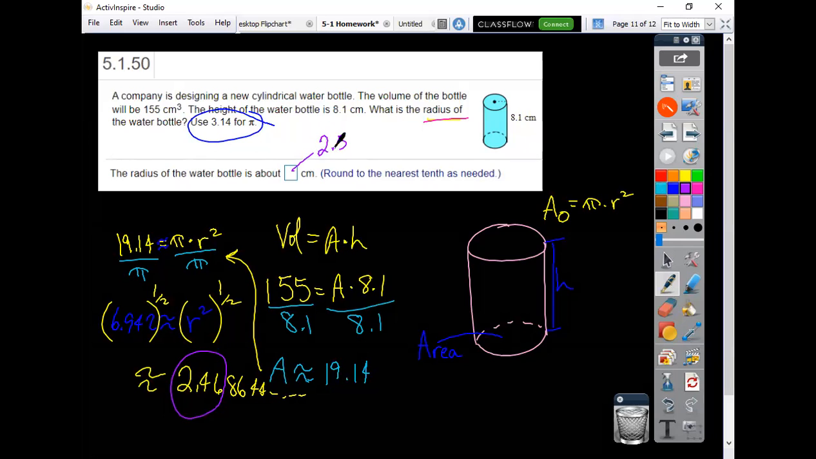You could go back and try to see if it works out to find our volume. So it's pi times the radius squared times the height, and we'll see if we come up with that 155. So my pi, 3.14 in this case they said to use, times my radius, the 2.46-ish or 2.5, depending on how much we round that off, squared, and then times my height of 8.1. And when I just did that, I got 154.9999999, so I would say that that must be correct.